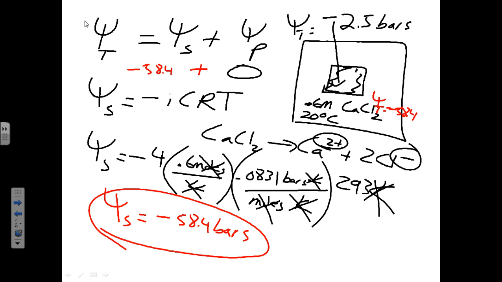So which way does the water go? Into or out? Out. -2.5 is bigger than -58.4, right? It's a bigger number. So the water moves out.